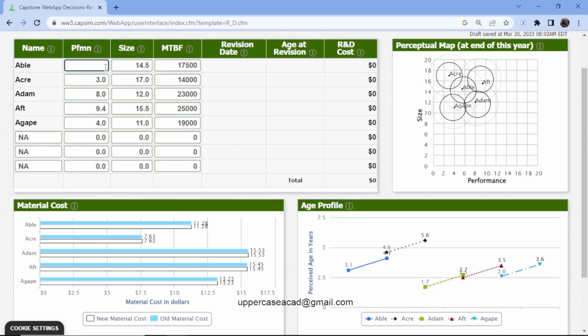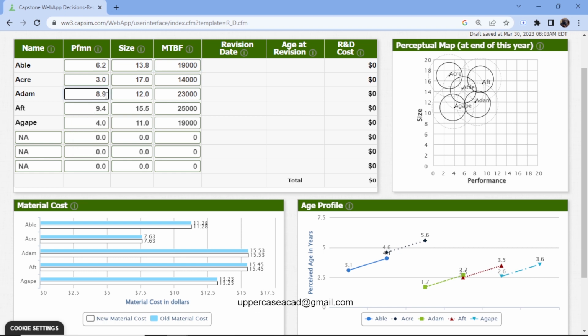So I'll give Able a positioning performance of 6.2 and size of 13.8. Then I'll push the MTBF up to 19. Then because Eka is a low-end product and here customers want a product with an ideal age of 7, I'll not change anything. Then I'll come into my R&D, which is high-end.